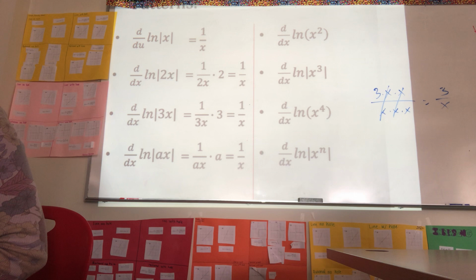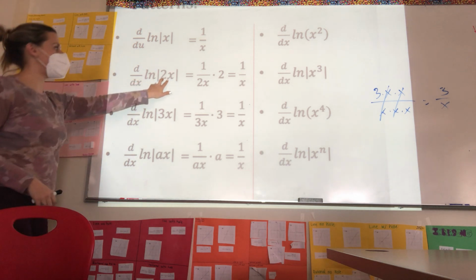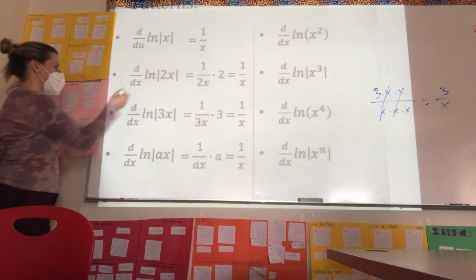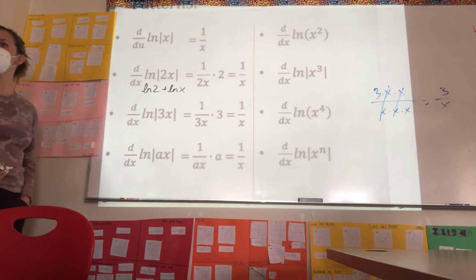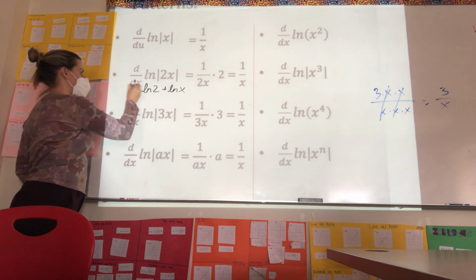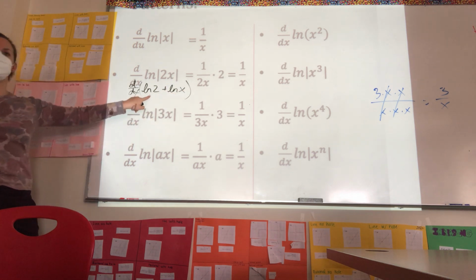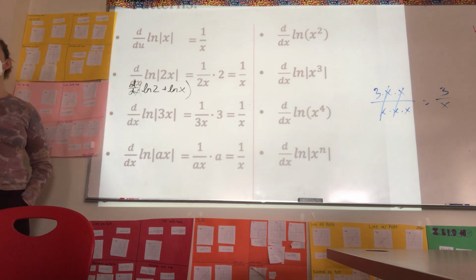Now, I want to do this a different way. This is the log of a product, right? So I can rewrite this before I take the derivative: ln of 2 plus ln of x. So I'm taking the derivative of that. What's the derivative of ln of 2? Not 1 over 2, that's the mistake. Ln of 2 is a number. It is a constant, so its derivative is 0.